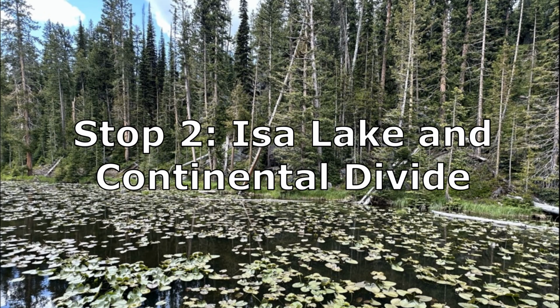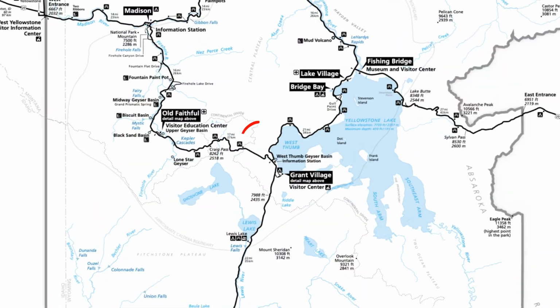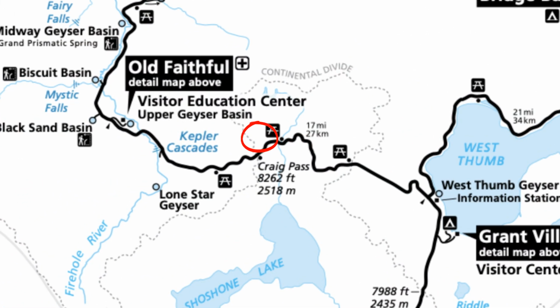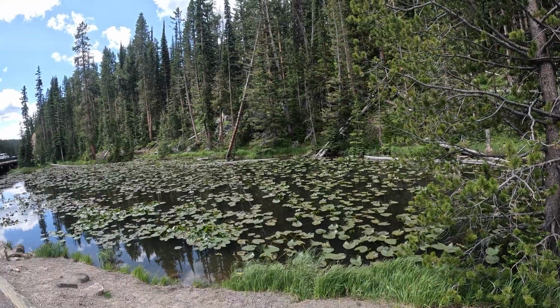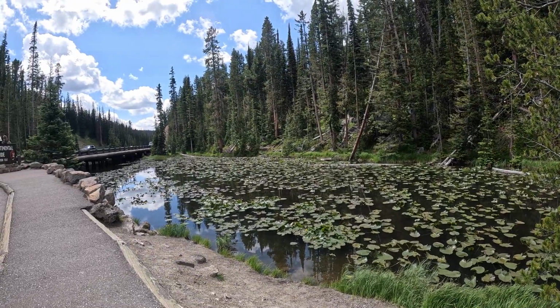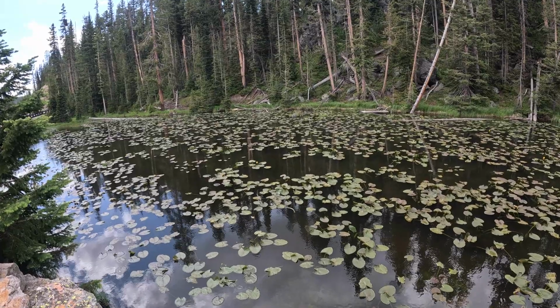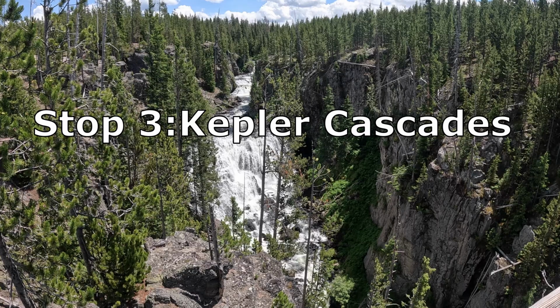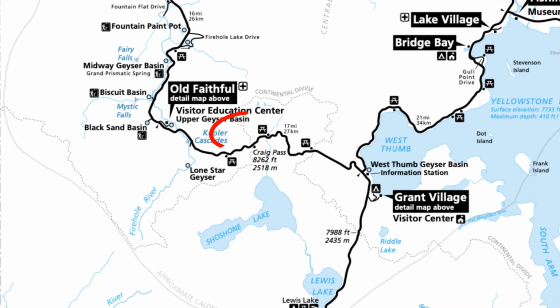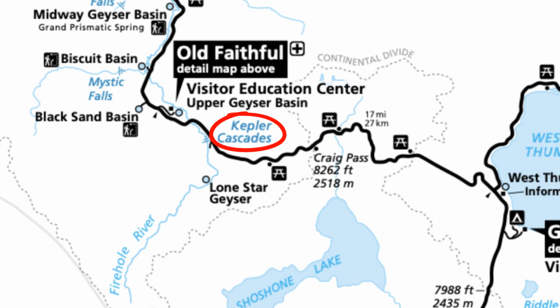Our next stop is Isa Lake on the Continental Divide at 8,262 feet. This is Isa Lake, and this is the Continental Divide sign. Isa Lake has a whole bunch of big lily pads here. Isa Lake is unusual because it drains into two different oceans. The west side of the lake drains to the Pacific Ocean, and the east side of the lake drains to the Atlantic Ocean.